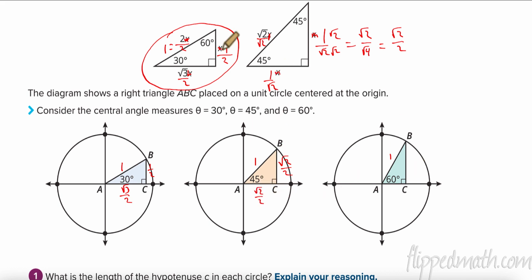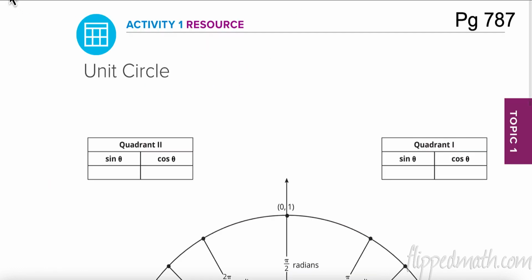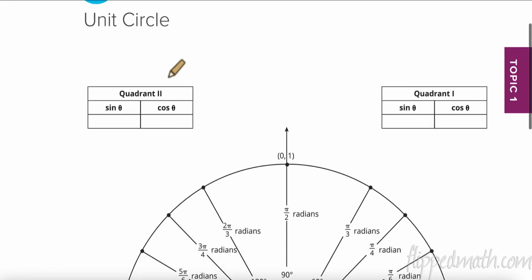All right, this is the same triangle here, but we have a couple of different sides, right? Across from 60, let's look. Across from 60 is radical 3 over 2. And across from 30 is 1/2. So this would be 30, so this would be 1/2. So these are side lengths of a triangle when we are on the unit circle. And that's very important, all right? In fact, it's so important that we're going to skip to page 787, okay?